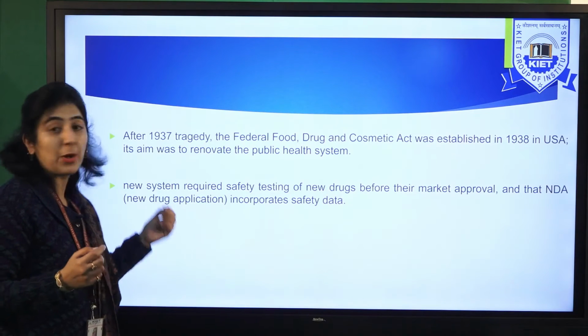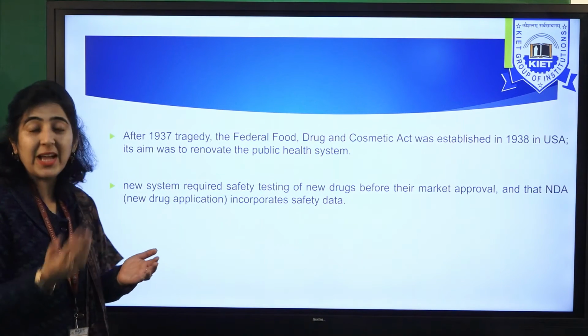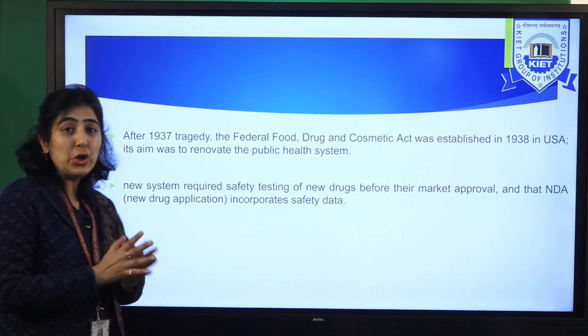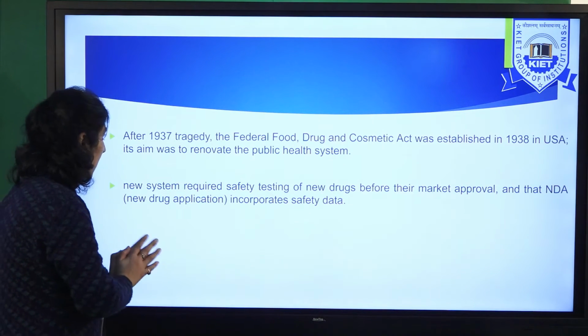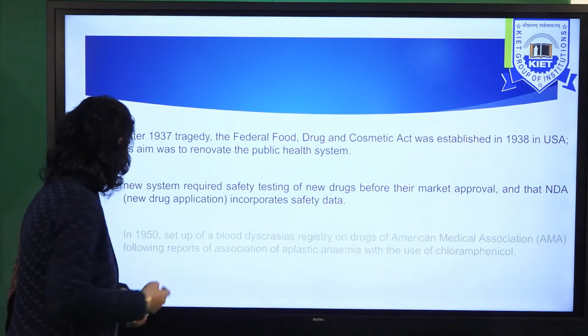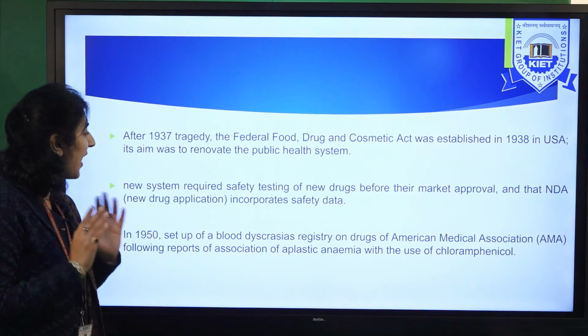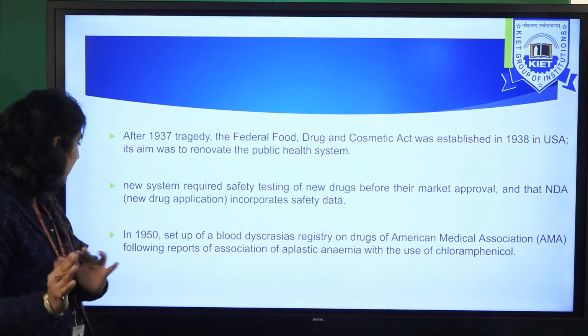Now, the new system required safety testing of new drugs before they come to the market, before they are given market approval. And so the NDA, the new drug application, should incorporate safety data according to this act. In 1950, a Blood Discrepancies Registry on Drugs was set up by the American Medical Association.